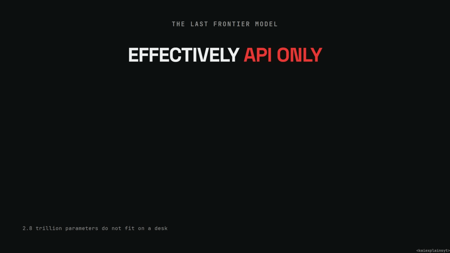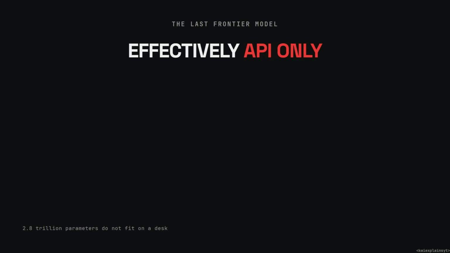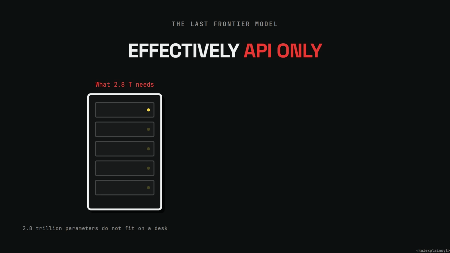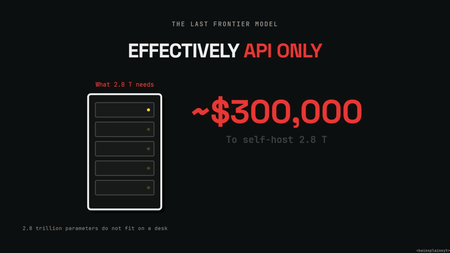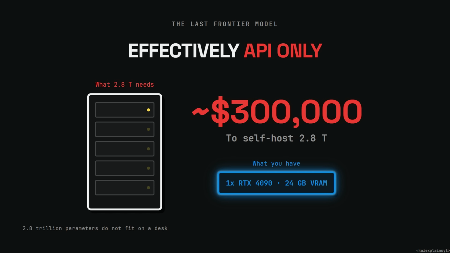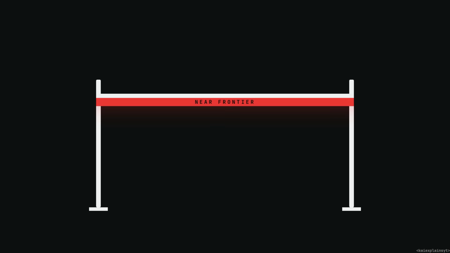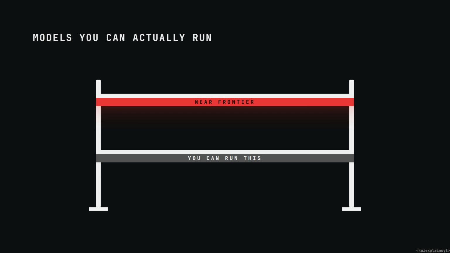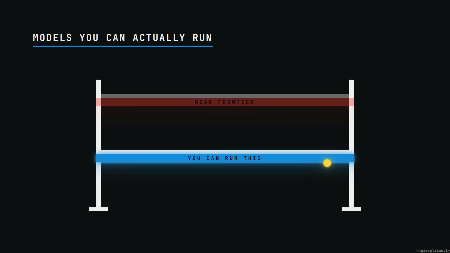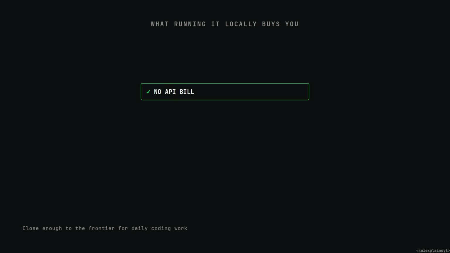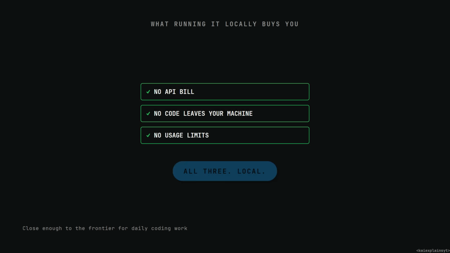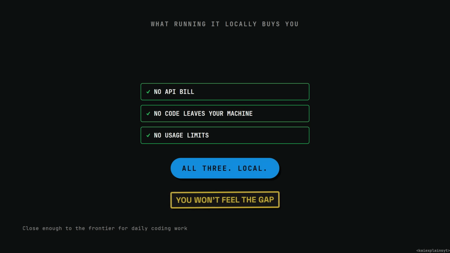It's also effectively API only for almost everyone on Earth because the hardware to self-host 2.8 trillion parameters doesn't exist in most budgets. But if you're calling it via API, it's remarkable. Now that we have talked about near frontier open source models, let's focus on models which you and I can actually run. And this is where open source really pays off. No API bill, no proprietary code leaving your machine, no usage limits. And these are close enough to the frontier that for daily coding work, you often won't feel the gap.